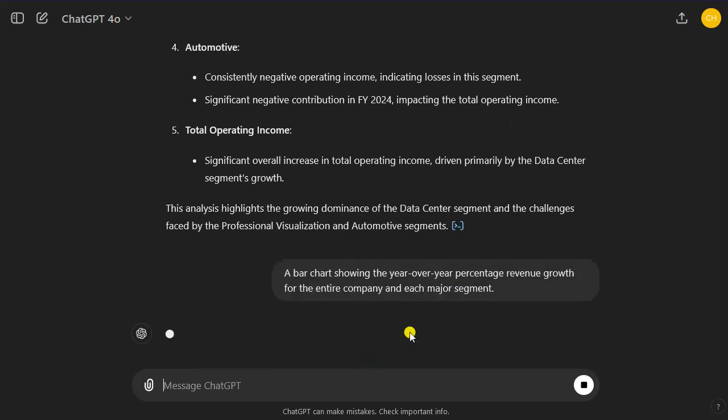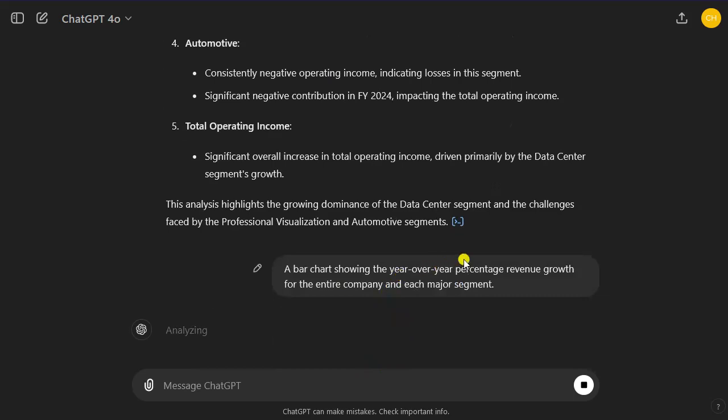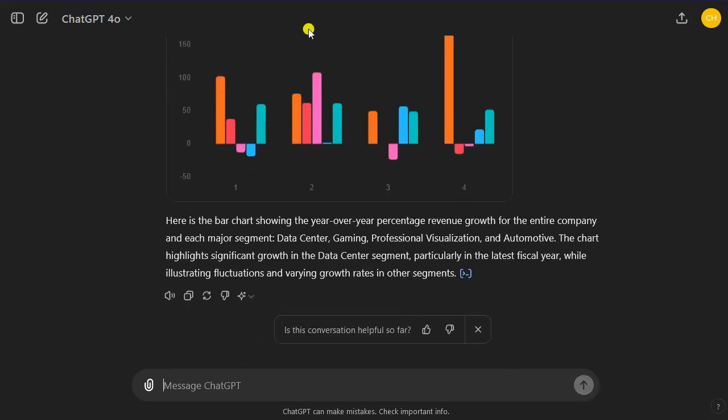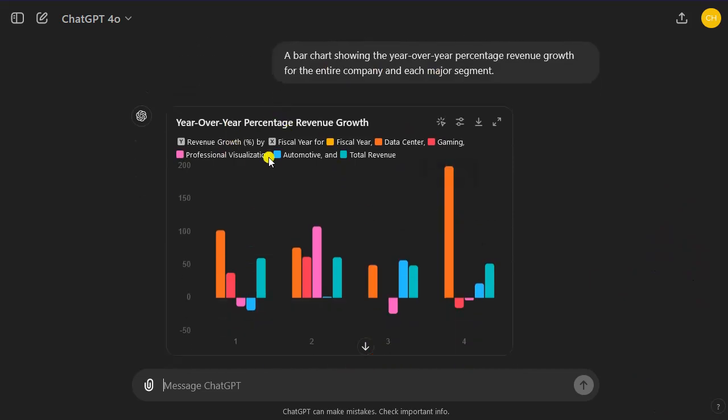Okay, let's have a look at the next visualization, a bar chart showing the year-over-year percentage revenue growth for the entire company and each major segment. This is really interesting, right? Percentage revenue growth is what we are interested in, because as shareholders, we are interested in percentage returns, not absolute returns. If you paid 100K for a stock like Berkshire Hathaway, and we have a 1K increase in revenue, then per share it would be very insignificant. It would be only 1%, right? So we care about the percentage revenue growth, and we see here in orange again we have data center.